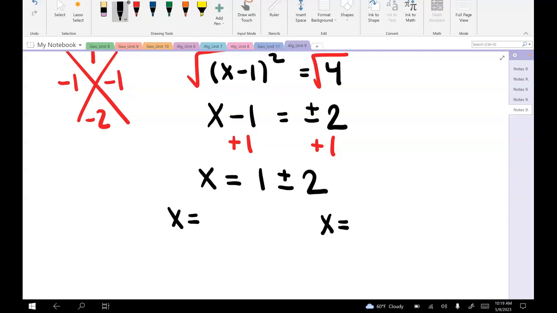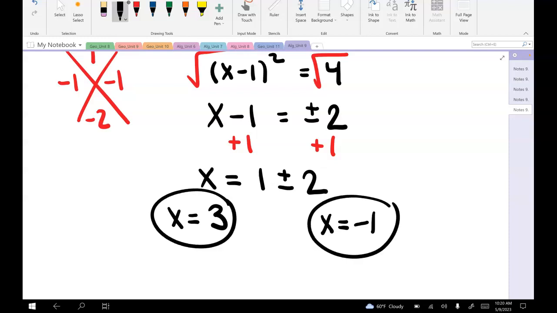The first time, you're going to take 1 plus 2. So 1 plus 2 is 3. So that's one of your answers. And then the second time, you do the other operation, 1 minus 2. So 1 minus 2 is negative 1. So that's how you get your two answers.